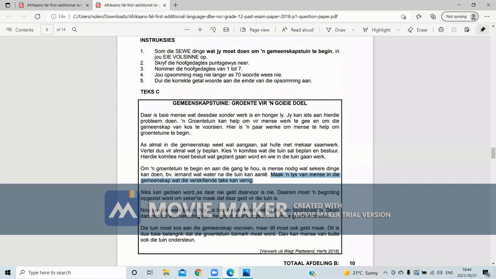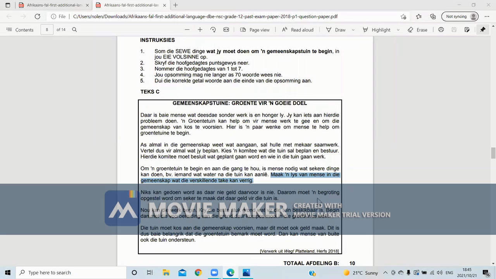Okay, niks kan gedoen word as daar nie geld daarvoor is. So nothing can be done if there is no money for it. Okay, so I don't feel like that's really giving us a tip, so I'm just going to skip that. Daarom moet 'n begroting opgestel word om seker te maak dat daar geld is vir die tuin. So the second sentence is our actual tip. So it says there must be a budget set up to make sure that there's always money for the garden.